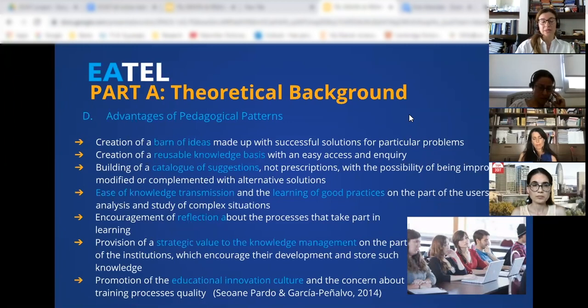They let the analysis and study of complex situations, which enable their observation from multiple perspectives. They also encourage the reflection about the processes that take part in learning, contributing to the formalization of these processes that have shown to be efficient. They also contribute to give a strategic value to the knowledge management on the part of the institutions. And they also promote the educational innovation culture and the concern about training process quality.